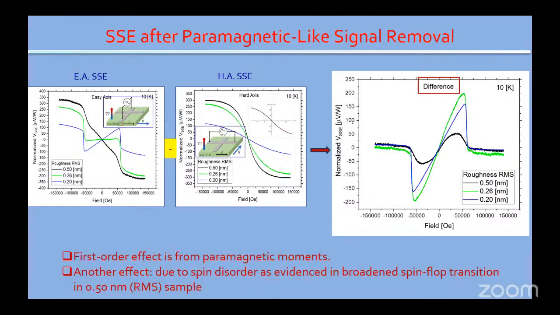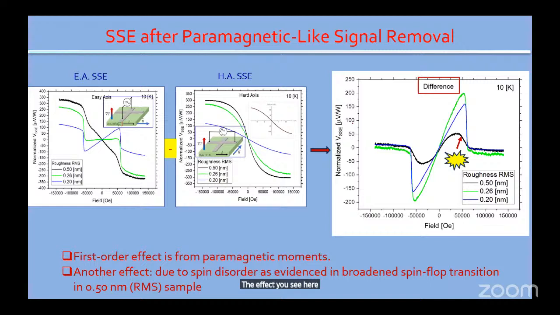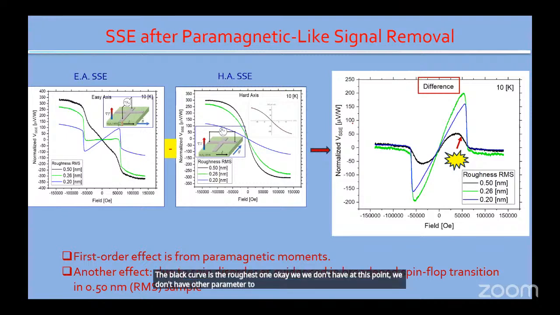And that's good. The first order effect is taken out, which is antiferromagnetic, the paramagnetic contribution is taken out. But we are left with a secondary, probably more interesting effect. The effect you see here can be highlighted by this black curve. The black curve is the roughest one. At this point, we don't have other parameters to describe this sample. It's a 0.5 nanometer roughness.